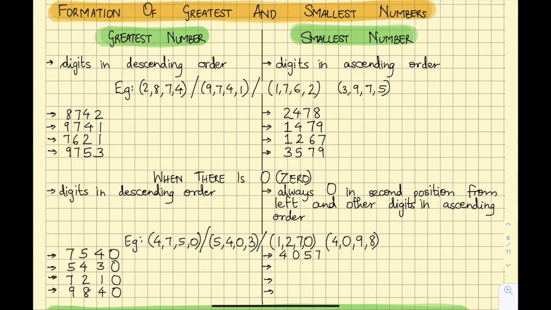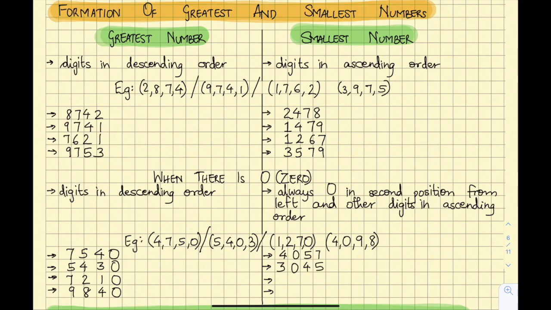The next question is 5, 4, 0 and 3. For making the smallest number out of it, we first write the smallest number apart from 0. The smallest digit is 3. Then 0 is always in the second position from the left. Then we have 4 and ultimately we have 5.